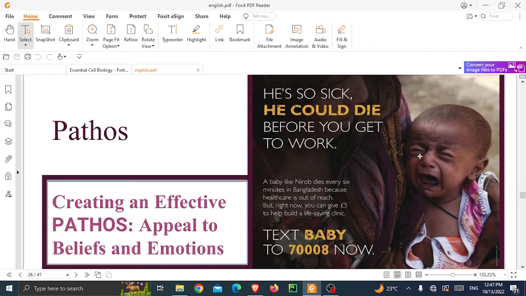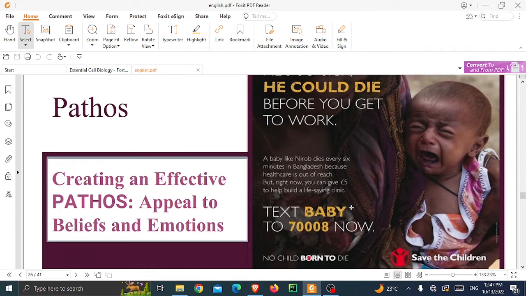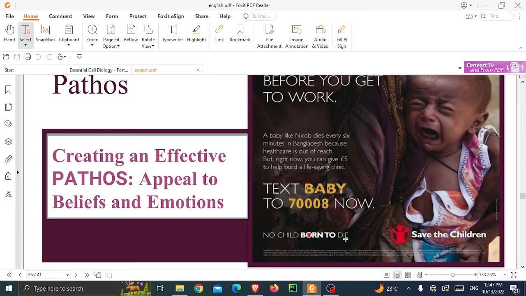So it is stating that the baby has very little time to live, and they are mentioning extra details, like a baby in Nairobi dies every 6 minutes in Bangladesh because healthcare is out of reach, and you can donate £5 by texting baby to this number, etc.